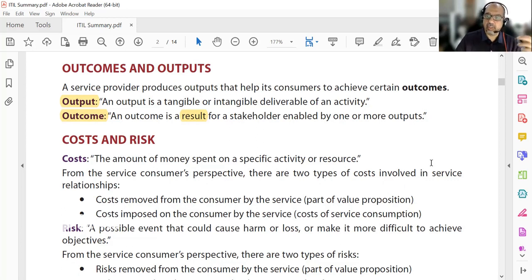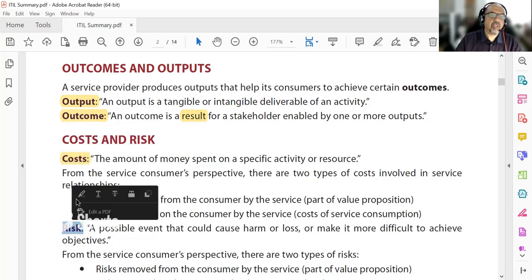Some activities will enable the output, enable the value through the usage of the output. So we need to pay for that. We need some efforts. We need resources. So there is a cost involved with these activities. Cost only? No, cost and risk.